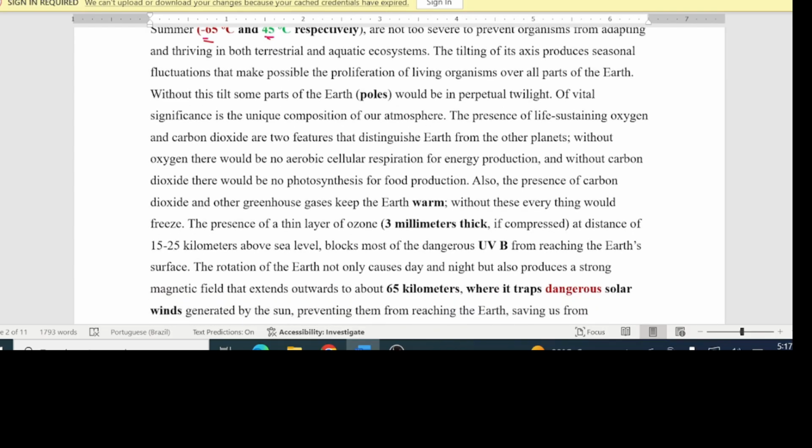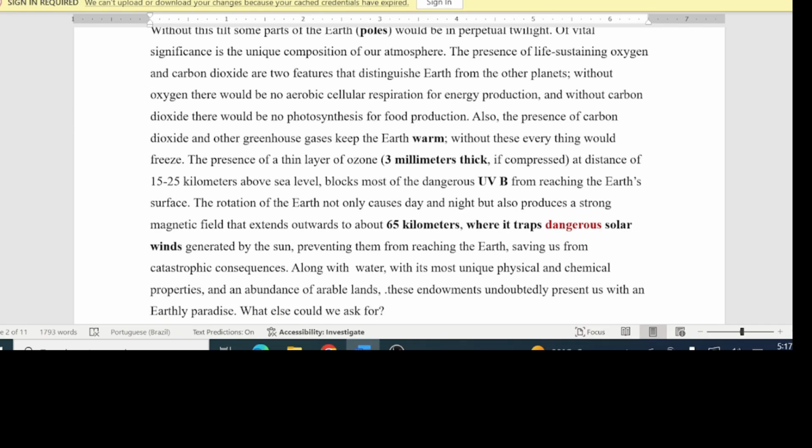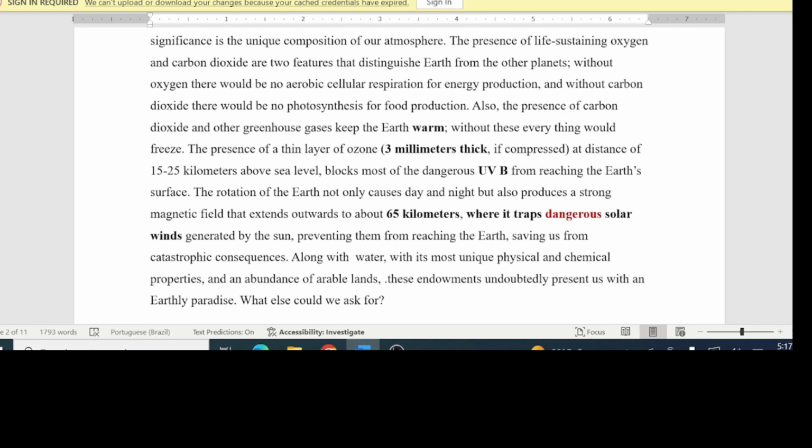Of vital significance is the unique composition of our atmosphere. The presence of life-sustaining oxygen and carbon dioxide are two features that distinguish the Earth from other planets. Without oxygen, there will be no cellular respiration for energy production, and without carbon dioxide, there will be no photosynthesis for food production. Also, the presence of carbon dioxide and other greenhouse gases keep the Earth warm. Without these, everything would freeze.